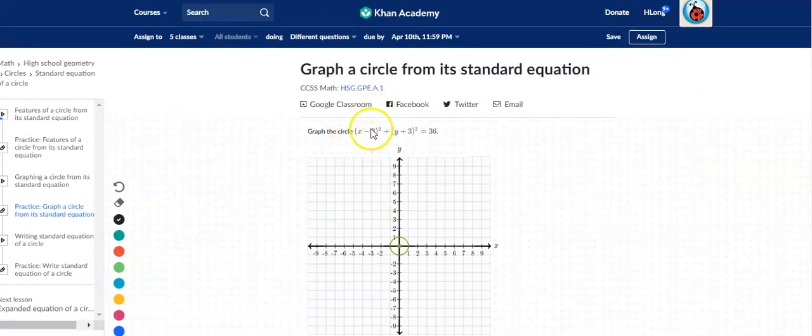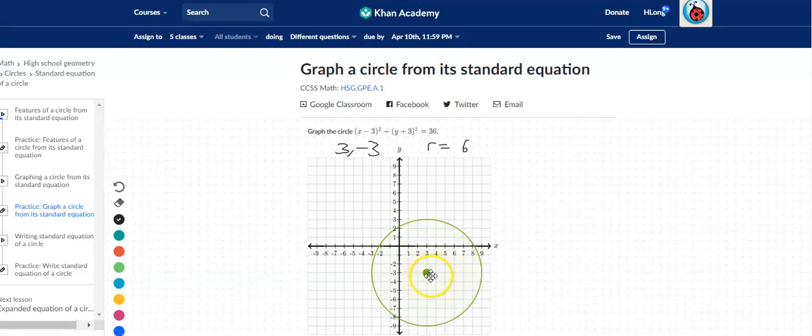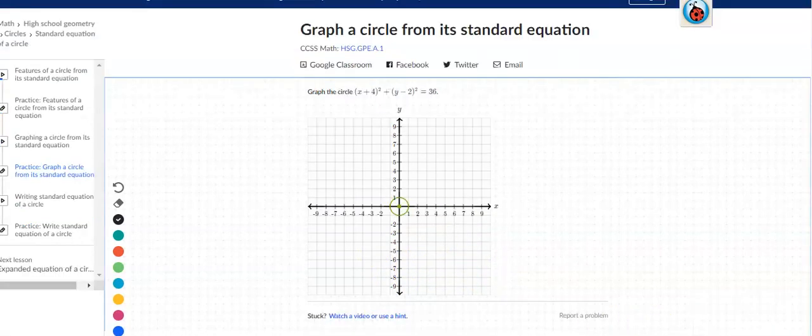And so here, the center is going to be positive 3 and negative 3. And then the radius will equal square root of 36, which is 6. And so I'm going to come grab that center and move it to positive 3, negative 3. And then I grab the edge and move it out until I have hit 6. And so I'm checking. So from here, up 6, over 6, over 6, over 6. I check, move onward.